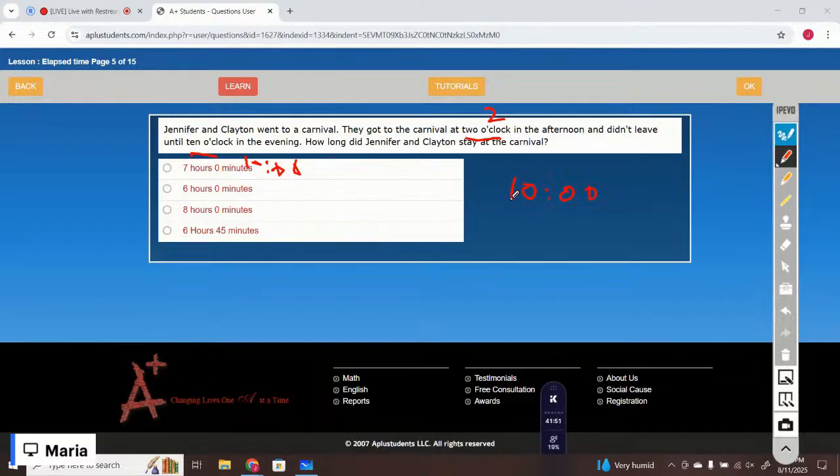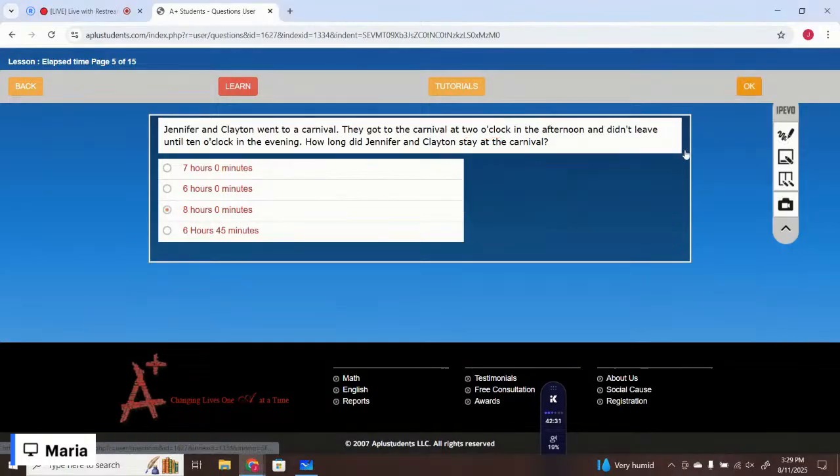That would be started at 2 and ended at 10. That is 10 minus 2 equals 8. So, that is 8 hours 0 minutes. Option number 3 is the correct option.